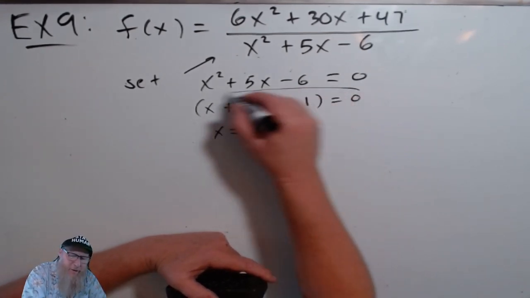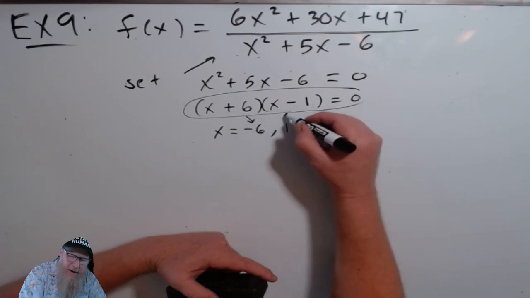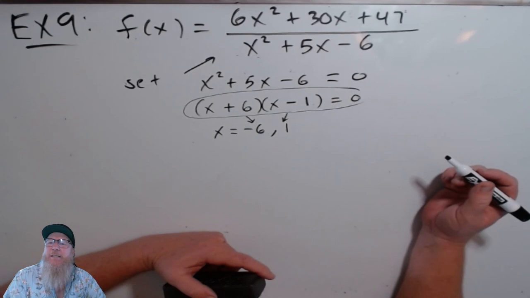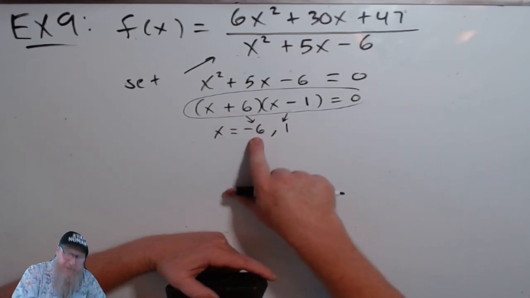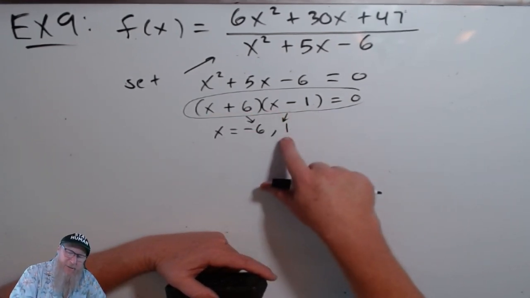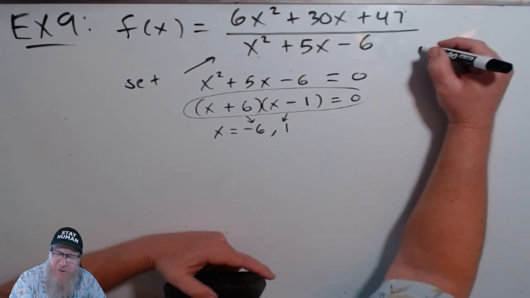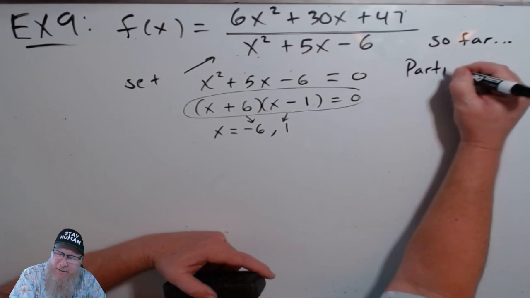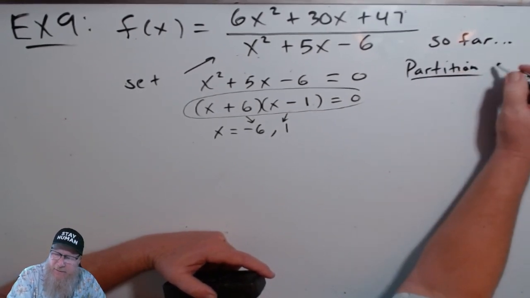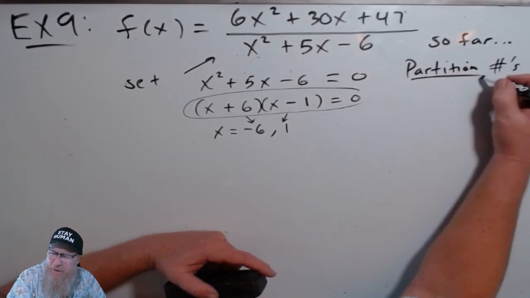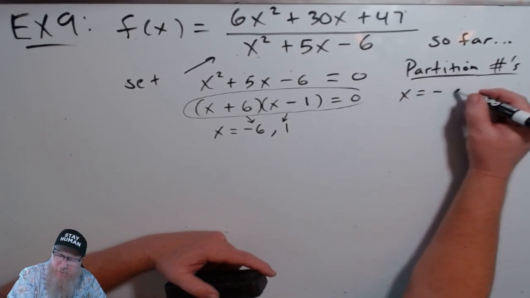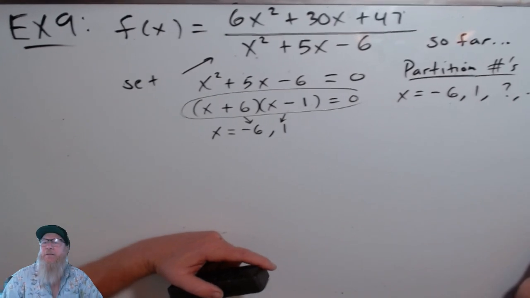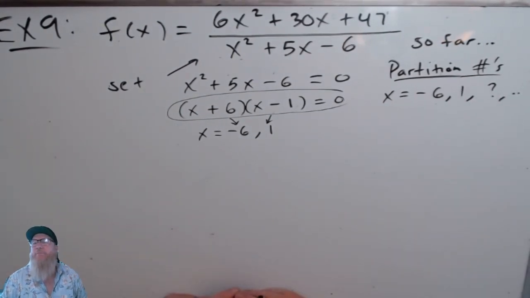Remember, when you solve an equation, you're finding the numbers that cause the factors to be 0. So this is x plus 6, so it's negative 6. X minus 1 becomes positive 1. So far, my partition values are x equals negative 6, 1, and then I don't know how many more I'm going to get.